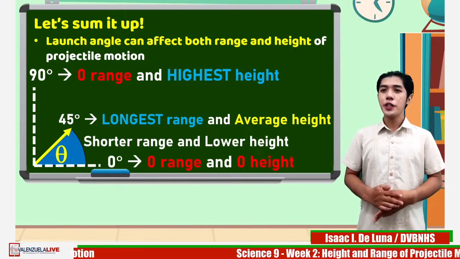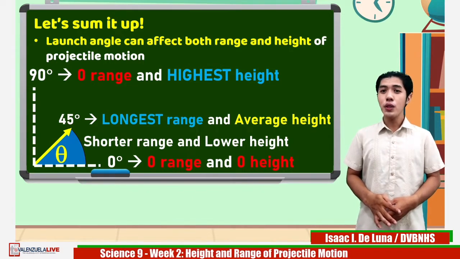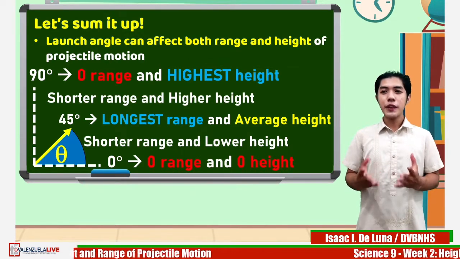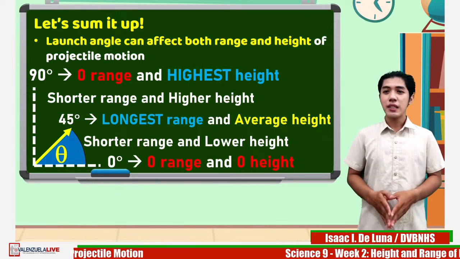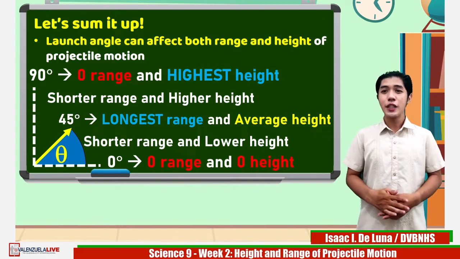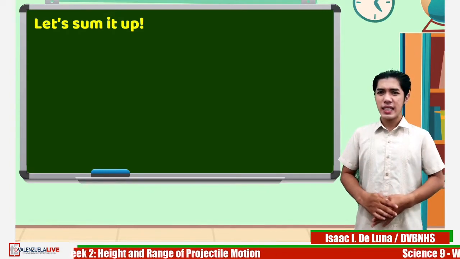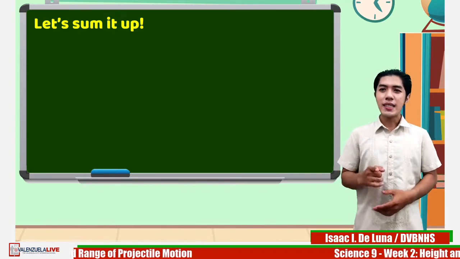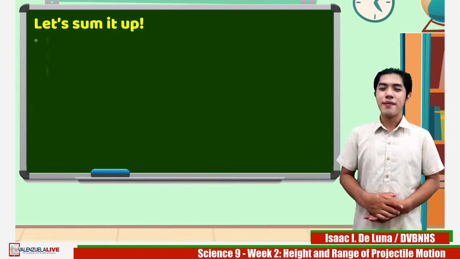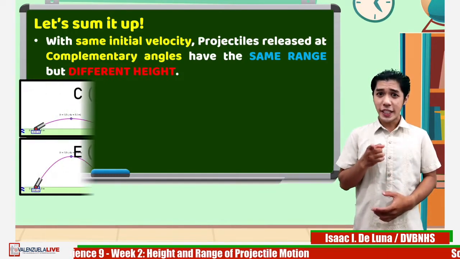For angles between 0 and 45, the range is shorter than the range in 45 degrees, and the height is also lower than the height in 45 degrees. While for angles between 45 degrees and 90 degrees, the range is still shorter than the range in 45 degrees, but the height is higher than the height in 45 degrees. And with same initial velocity, projectiles released at complementary angles have the same range but different height. Just like here.